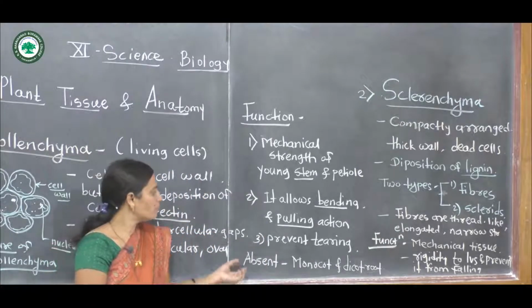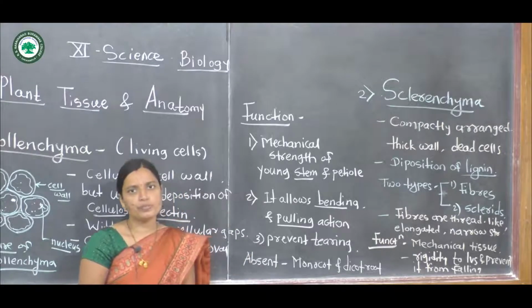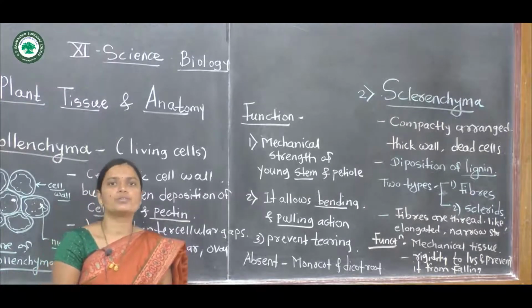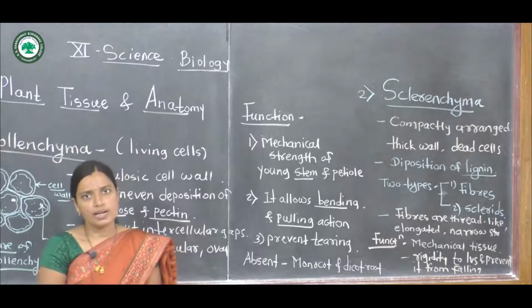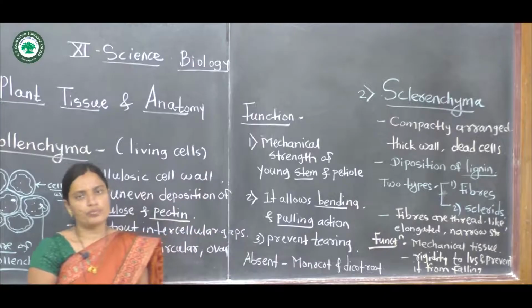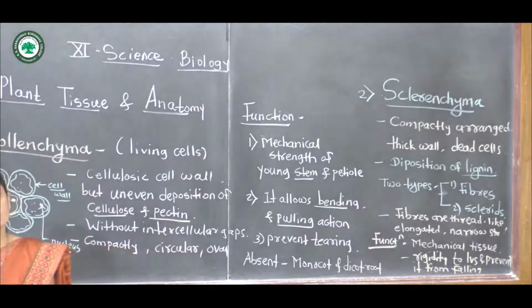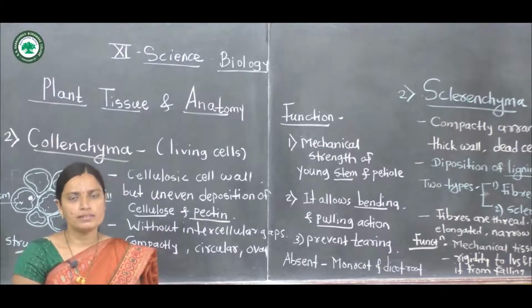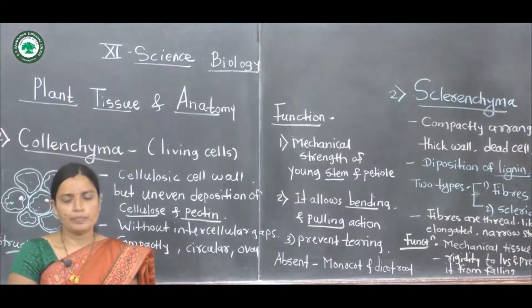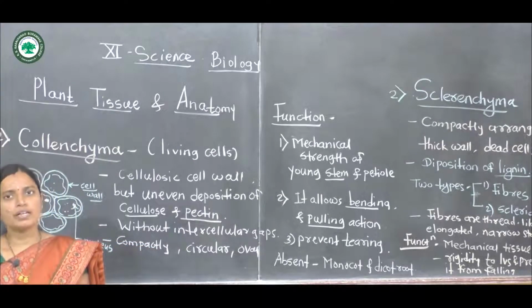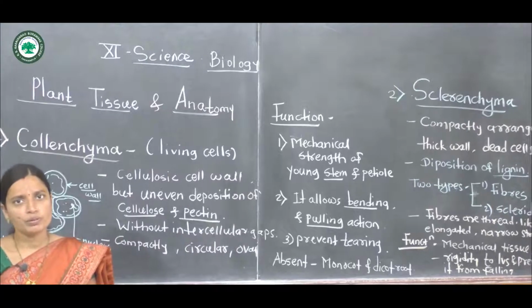Also important, collenchyma tissue is absent in monocots. These collenchyma tissues are absent in monocot plants and also absent in the roots of dicot plants. These are some characteristics of collenchyma, one of the important simple permanent tissues.